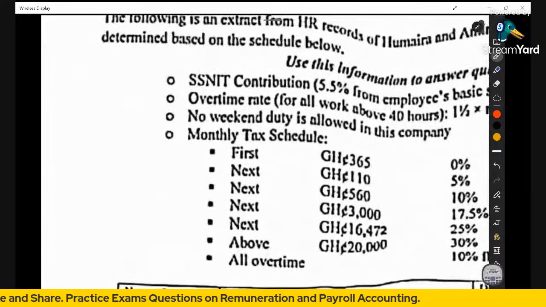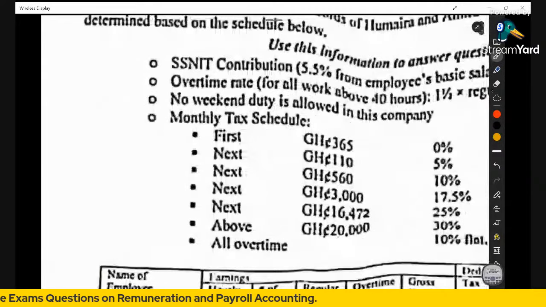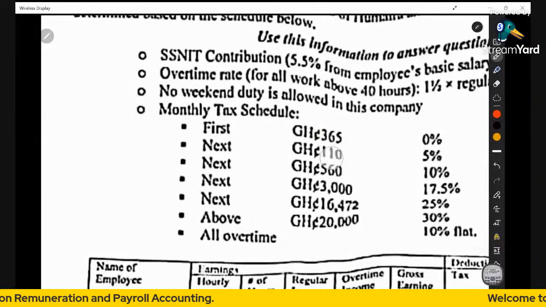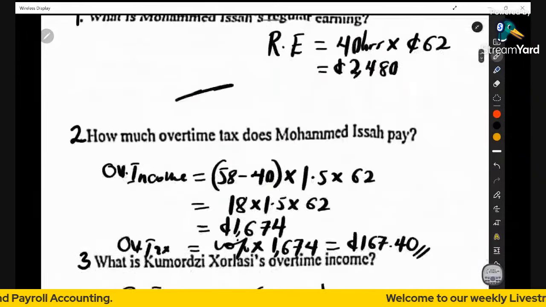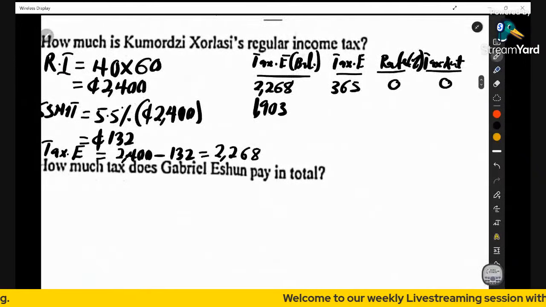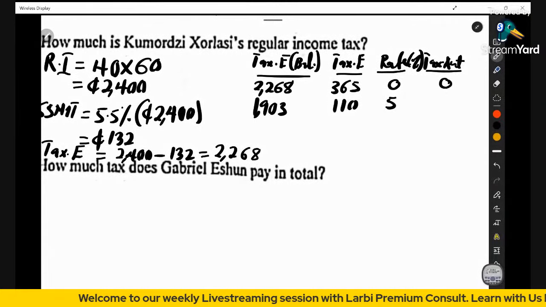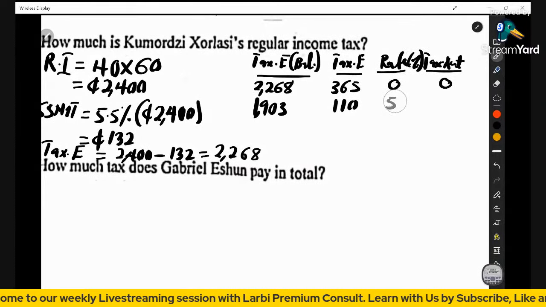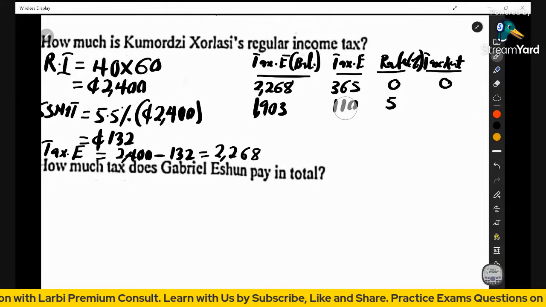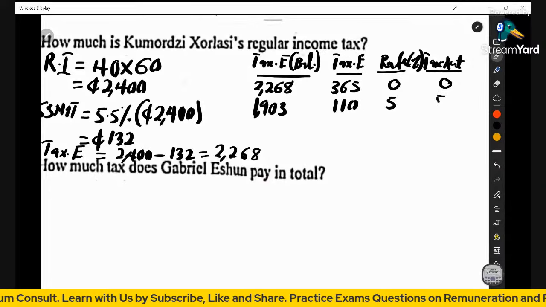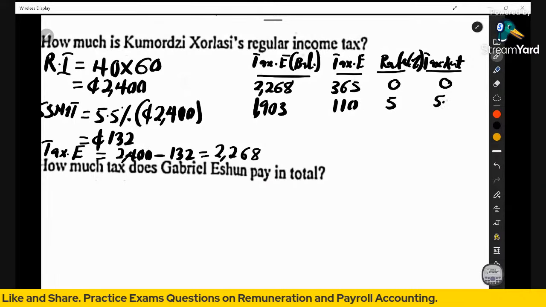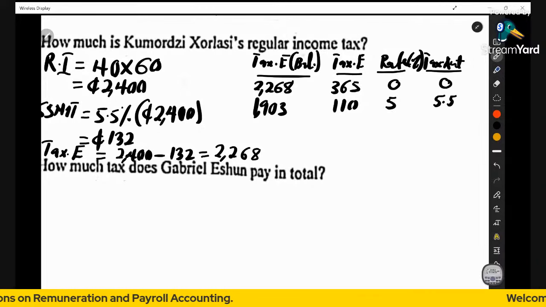Okay, so the next tax schedule goes forward. It's 110, which attracts a tax rate of 5%. So here we have 110, and the rate is 5%. I've already indicated the percentage here, so it affects everything here. Okay, so 5% applied on 110. In my case, I had 5.5. Okay, so once you're able to get the tax amount, that is fine.